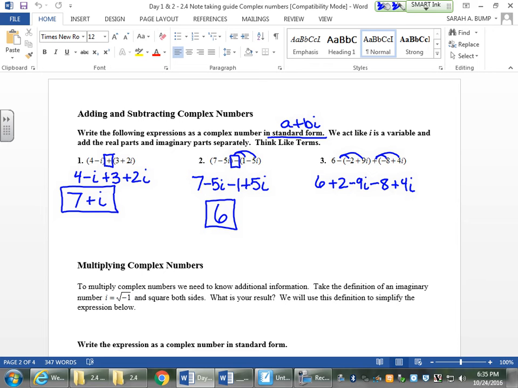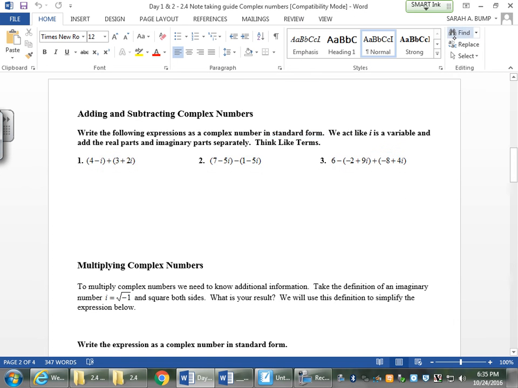Combine all my like terms. 6 plus 2 is 8. Minus 8, those end up canceling. And negative 9i plus 4i is negative 5i. That's a pure imaginary. So if you look at our answers, I had an imaginary for the first one, real for the second, and a pure imaginary for the last. I'm going to scroll down and move on to multiplication.